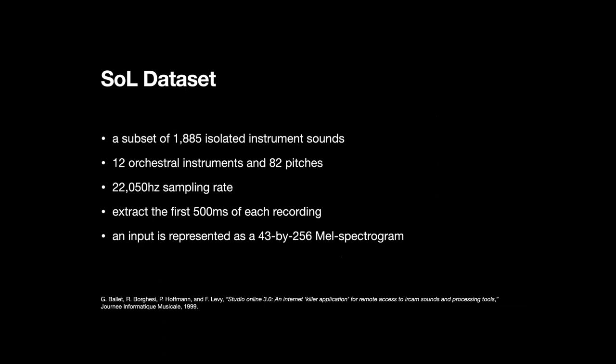For the data set, we use close to 2,000 isolated instrument sounds. There are 12 orchestra instruments and 82 possible pitches in the data set. We extract only the first 500 milliseconds of each recording, and each input is represented as a 43 by 256 mel spectrogram. So the recording of each note is converted to a 256-bin mel spectrogram.